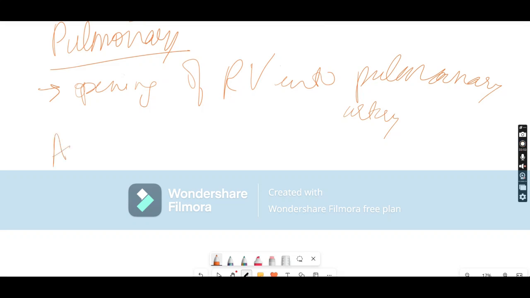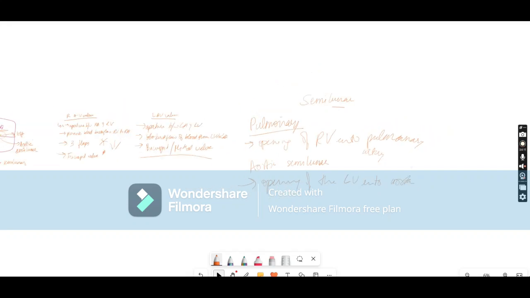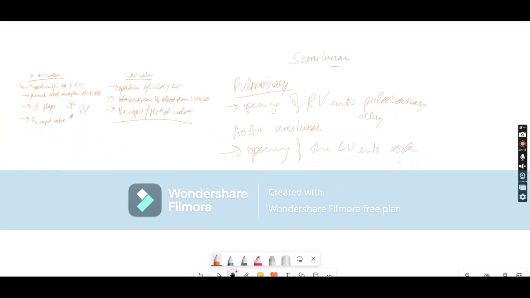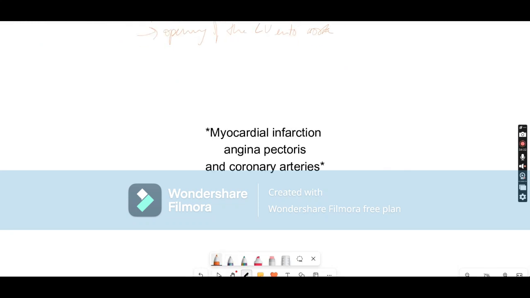Okay, and then we have the aortic semilunar valve, and its location is the opening of the left ventricle into the aorta. That's it. That is quite simple. So that is all about the circulation of blood. So now we are left with the very last topic about the myocardial infarction, angina pectoris, and the coronary arteries.